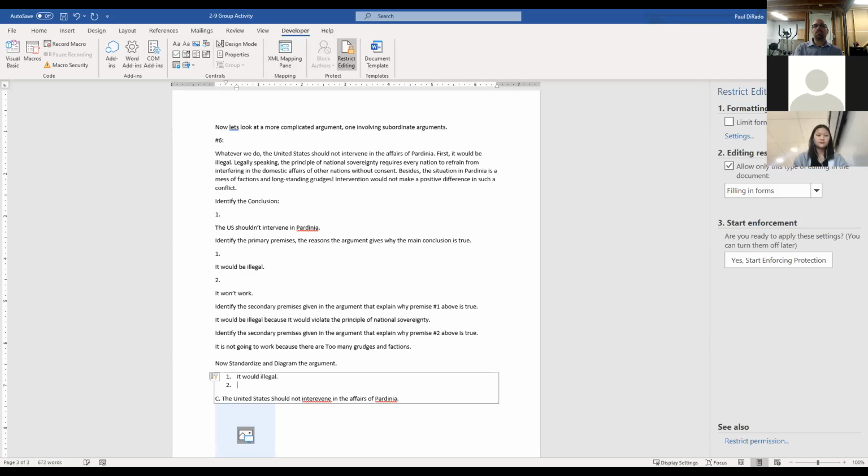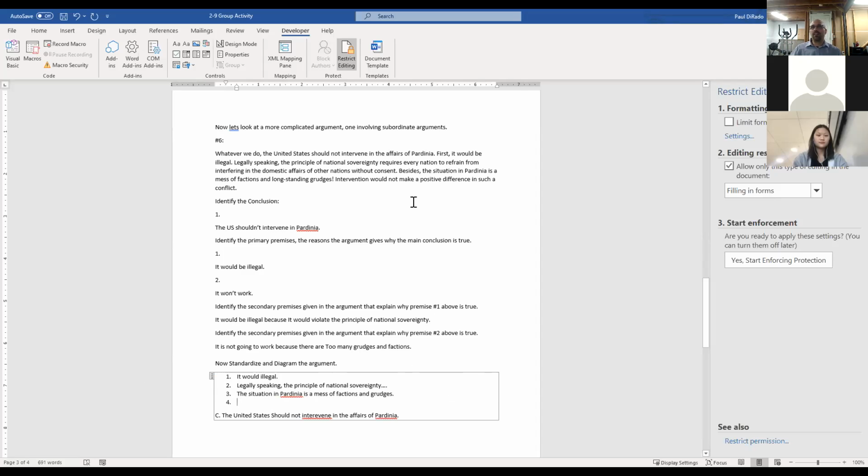2, legally speaking, the principle of national sovereignty. Yada, yada, yada. When you're doing your standardization, you can do this, it's fine. Just dot it, right? You don't necessarily need to write the whole sentence out. You just need to make sure it's clear what sentence you're pointing to. 3, the situation in Sardinia is a mess of factions and grudges. 4, intervention would not make a positive difference in such a conflict.